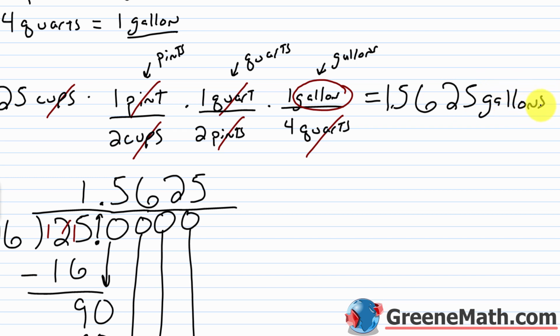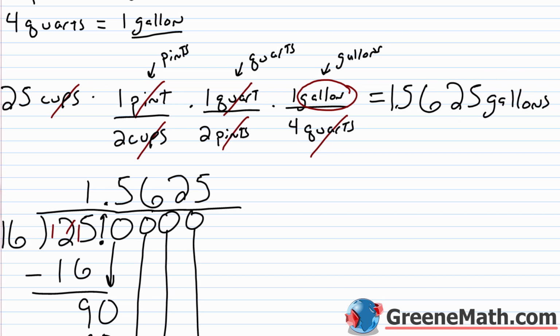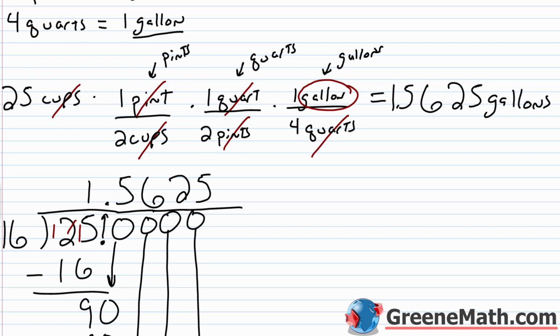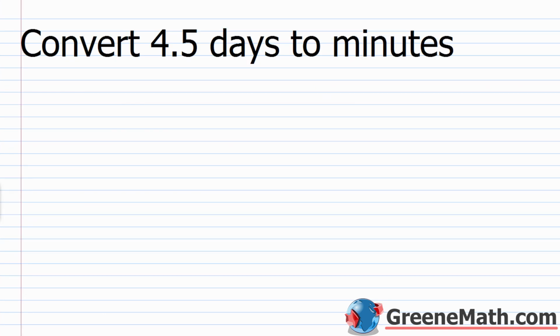And it really is just that simple. We started out with 25 cups way over here, and then we went through and we converted basically one at a time, but in one shot, right? We converted to pints, then we took pints and converted to quarts, then we took quarts and converted to gallons, and then we ended up with our answer, which was, again, 1.5625 gallons.